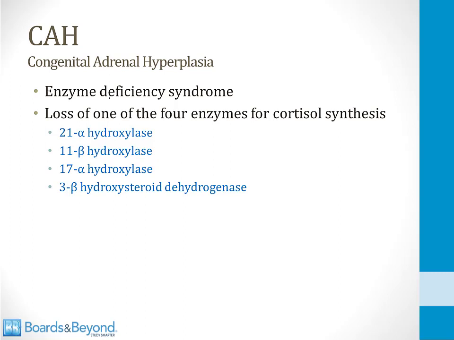Congenital adrenal hyperplasia is an enzyme deficiency syndrome that is caused by loss of one of the four enzymes necessary for cortisol synthesis. The four enzymes are shown on the slide here. A 21-alpha hydroxylase deficiency is the most common cause, and we'll go through all four of these syndromes in the next few slides.